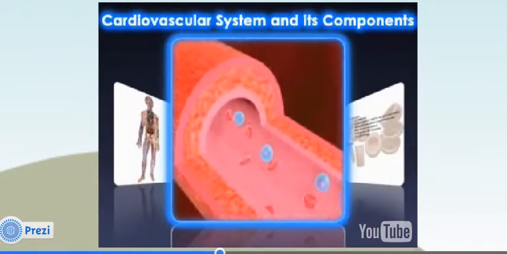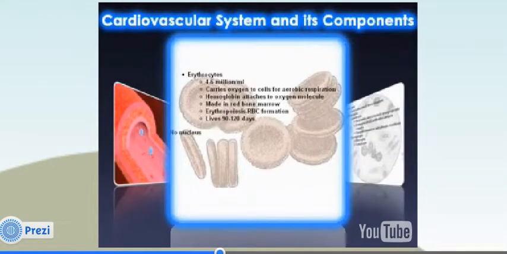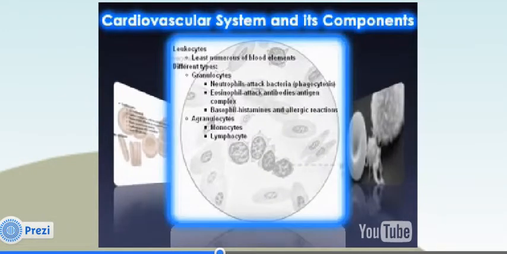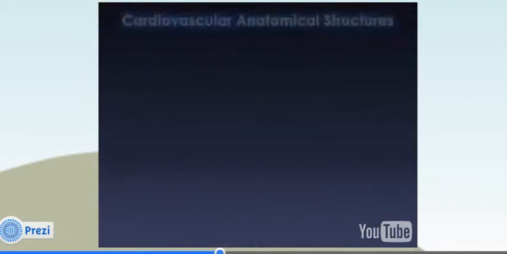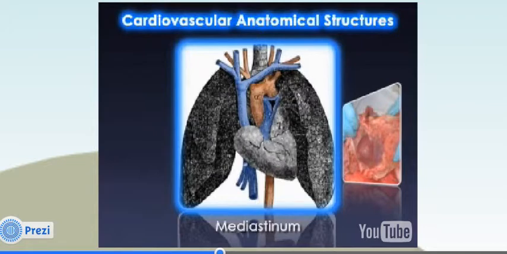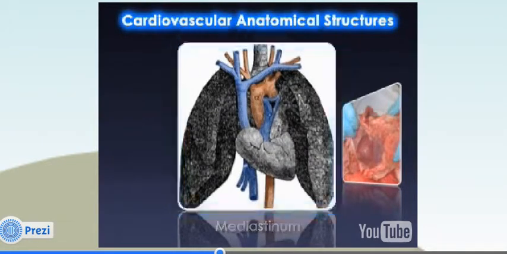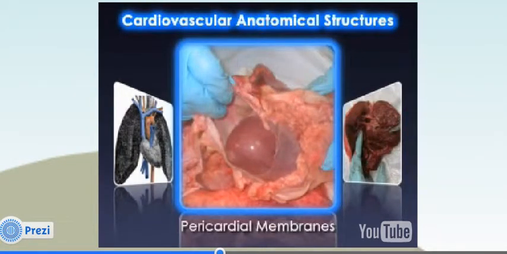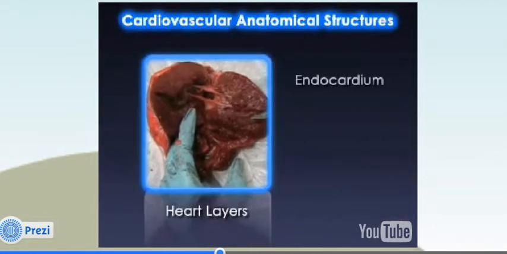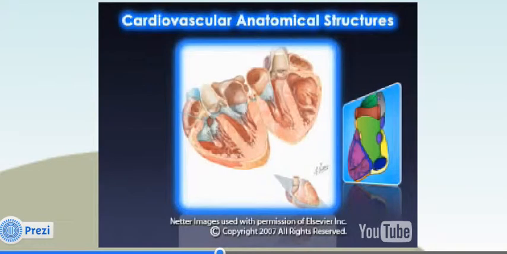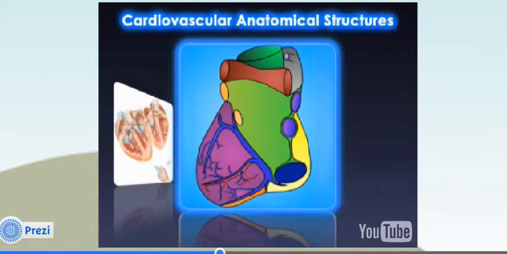Let's view the circulatory system. The circulatory system consists of red blood cells, white blood cells, and platelets. The heart lies between the pleurae of the lungs in the thoracic cavity called mediastinum, with enclosed pericardial membranes. The heart is composed of three layers: endocardium, myocardium, and epicardium. Let's view the anterior, right, left, posterior, and inferior borders of the heart. These are the different angles of the heart.